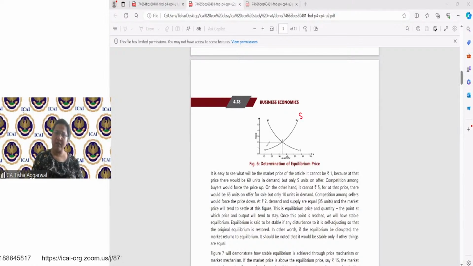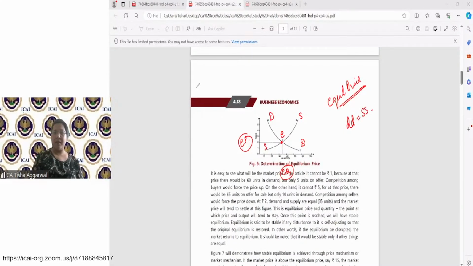This is your supply curve, this is your demand curve. The point where the demand and supply intersect is called the equilibrium point. This is called the equilibrium price. This is called the equilibrium quantity. Okay, so the equilibrium price is that price wherein the demand is equal to supply. The equilibrium quantity is that quantity wherein the quantity demanded is equal to quantity supplied.